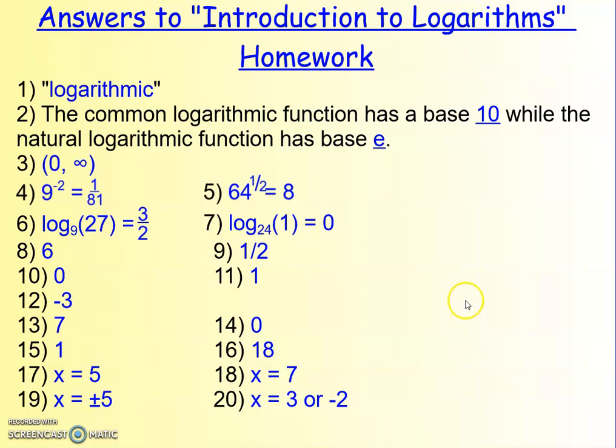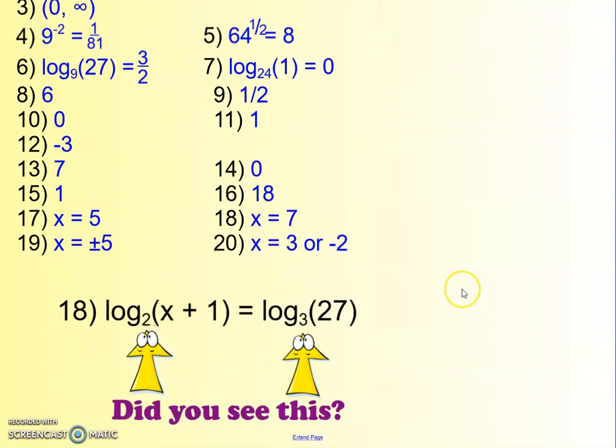But I want to point out a problem that I thought was pretty tricky, and I wanted to make sure you saw the small subtleties, and that was number 18. Did you see that these two bases are different? And so what this does is it prohibits you from going straight to the duh property, and you have to think about this differently.